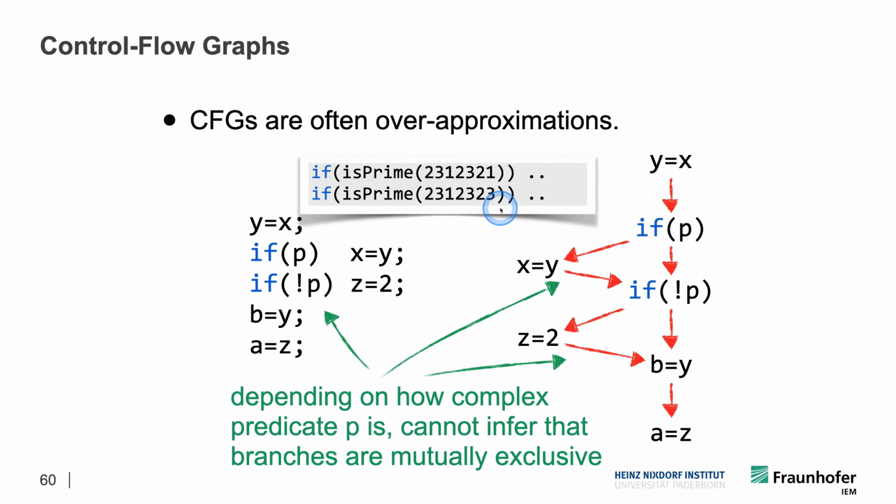And so you can imagine if you have such a program with an arbitrarily complex condition, then also for a static analysis, it would be very hard or often even impossible to figure this out. And therefore, most program analyses, they don't even try. So they simply assume that both cases are always possible.